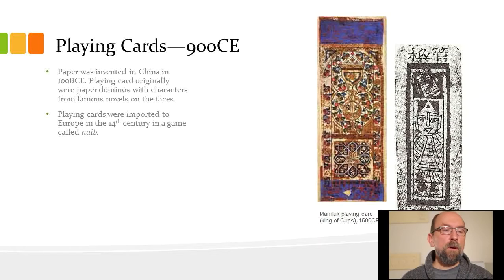Playing cards. Paper was invented in China in 100 CE, so paper had been around for a long time. Playing cards didn't really surface until 900 CE, and originally they were just paper dominoes, a very popular game. And the faces would usually be characters in popular novels at the time. And cards finally made it to Europe around the 14th century through Africa and the Middle East. And the game that made it there was the game of Naib, which is a 52 card deck game. And here's an example of an existing card that survived from 1500 CE.